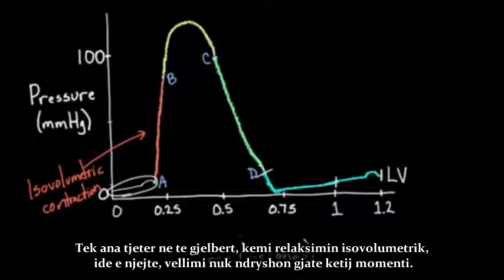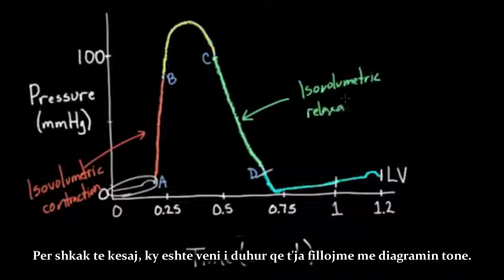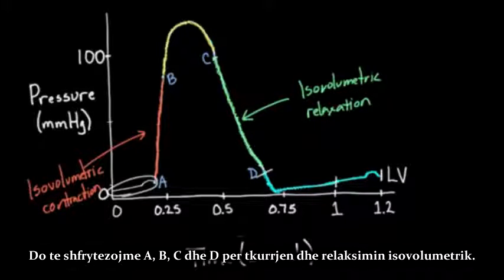And on the other side in green, we have isovolumetric relaxation. So the same idea, that volume is not changing during these times. And because of that, I think that's an easy place to start our graph. So we're going to use A, B, C, and D for isovolumetric contraction and relaxation.